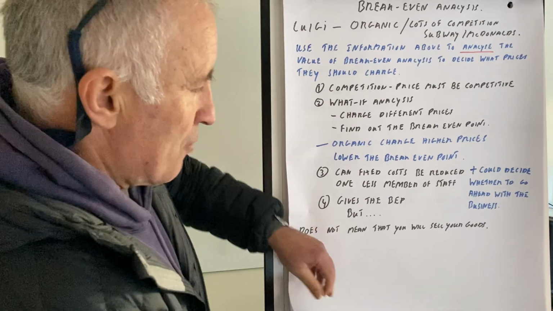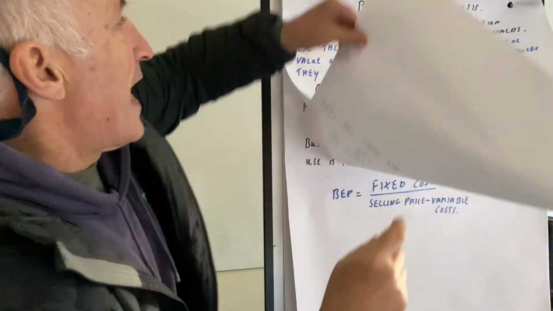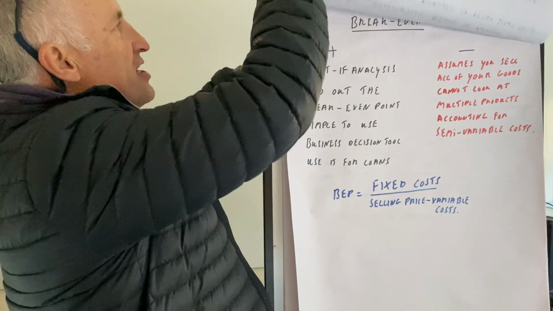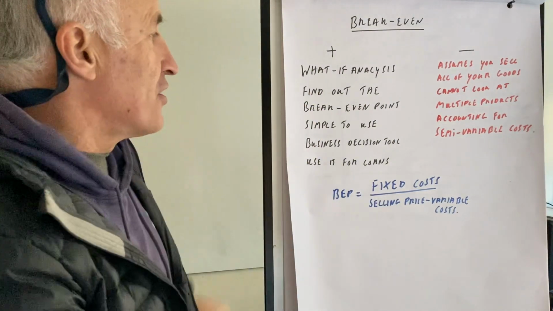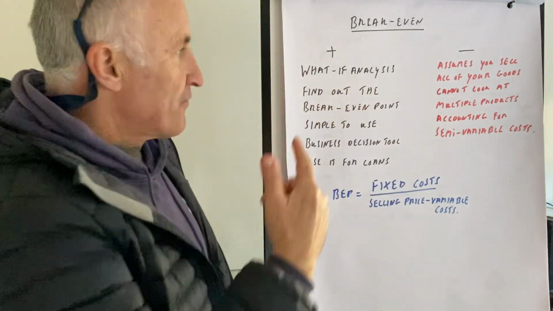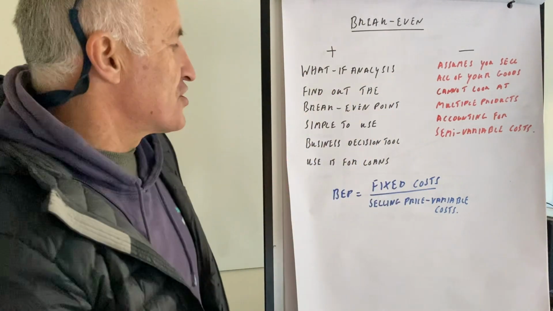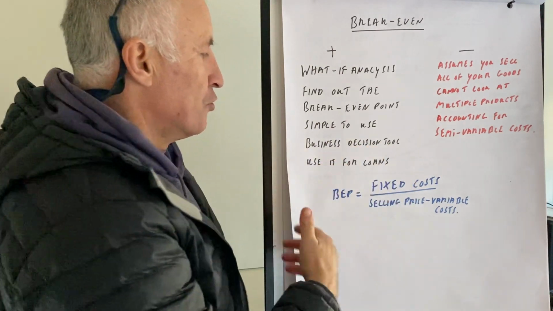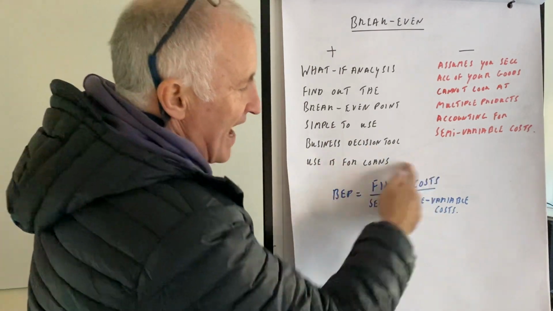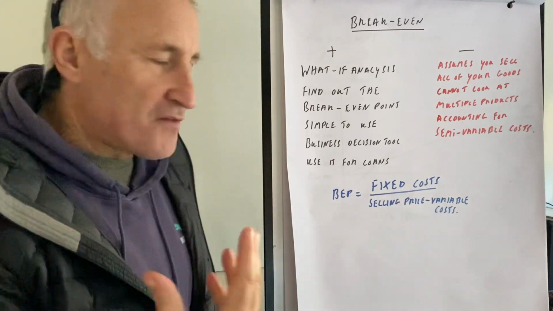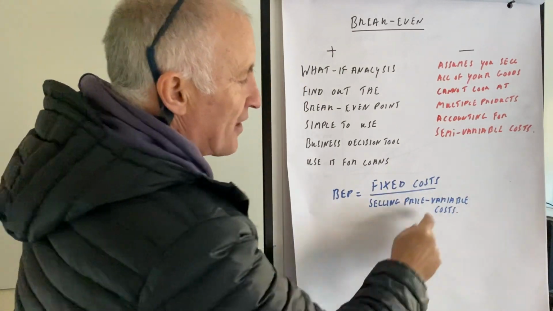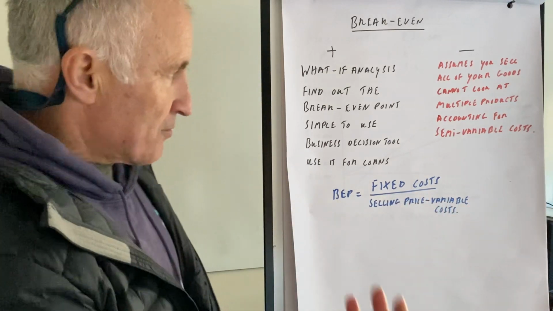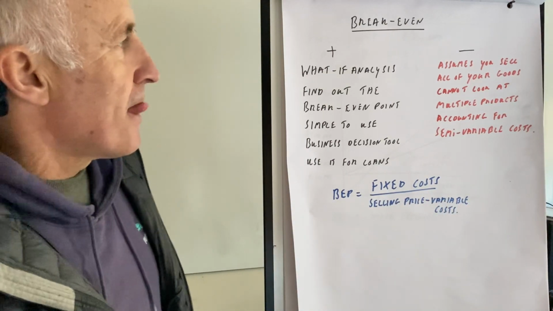Okay, so that's break-even analysis. The advantages and the disadvantages of break-even: what-if analysis is the big advantage, you find out the break-even point, it's simple to use, it's a business decision tool, and you can use it for loans. That is the equation that you use. You find out your fixed costs, your average selling price and your variable cost. You put the numbers into the formula and then you're able to work it out.